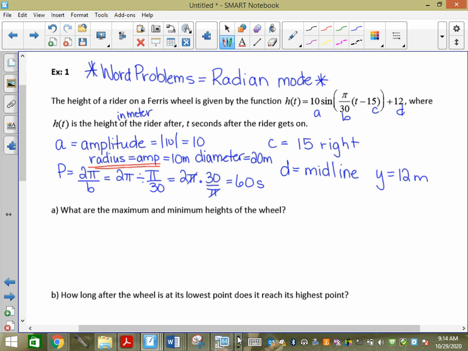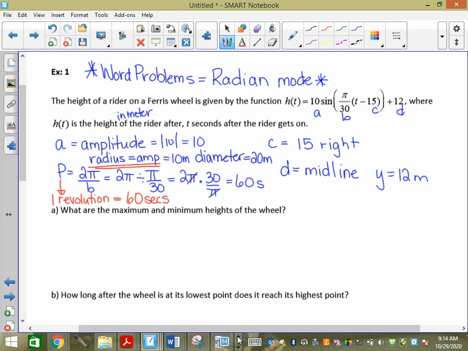Period. Period is how long it takes to repeat itself. So a normal period of a sine graph is 360 because that's a whole wheel, right? What does the period represent here? The 60 seconds. What does that mean? Yeah, one full revolution. So a period on a circle in a word problem is one revolution. So this Ferris wheel makes one revolution every 60 seconds. It takes 1 minute to go around, right?